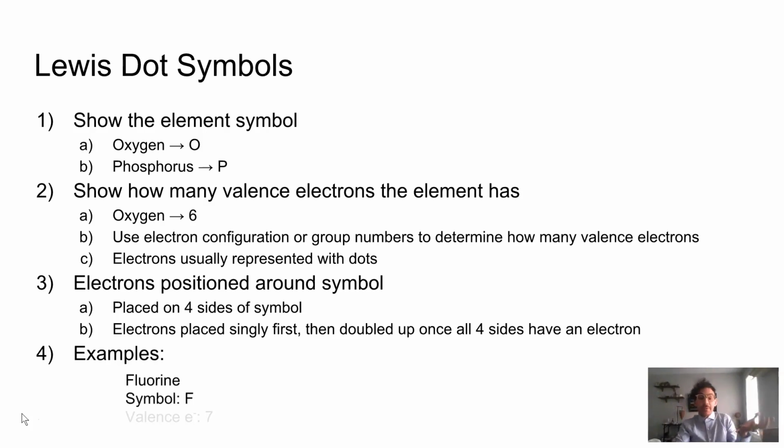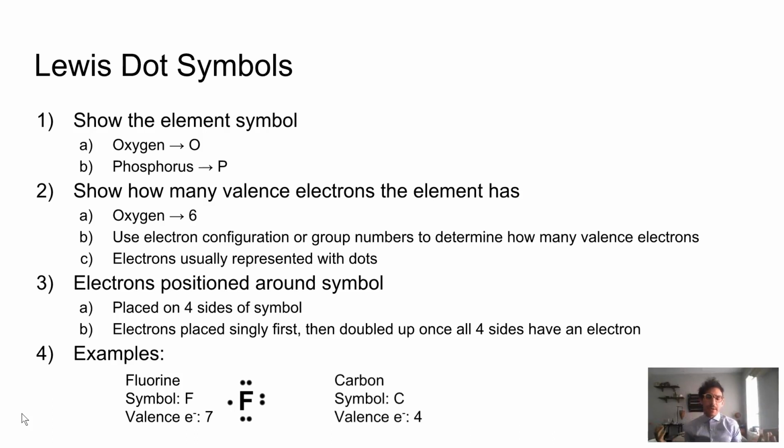So let's look at some examples. We got fluorine, our symbol's F, 7 valence electrons. So I'll plunk down an F and I'll put down 1 electron on each of the 4 sides. That's 4. And now I've got 3 left to make 7. So I'll start doubling up and make little cute electron pairs. So we could also do carbon. Carbon's symbol is C. I've got 4 valence electrons. So I'll drop down a carbon and I'll put down my 4 valence electrons and I'm done. I don't have any more to put down. So that's how we draw Lewis dot symbols.